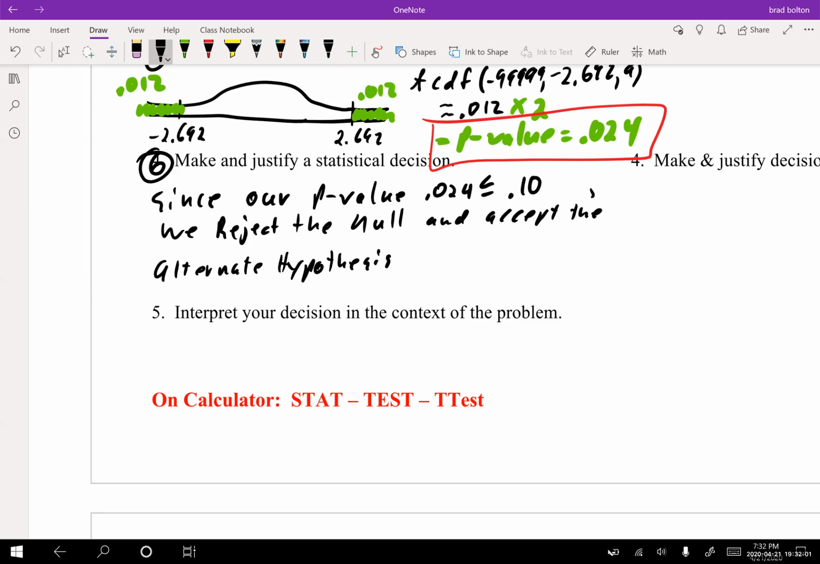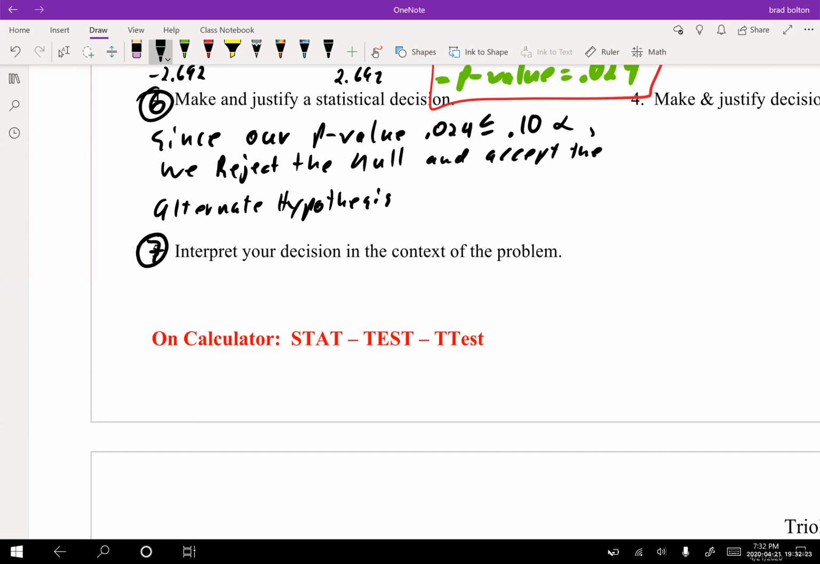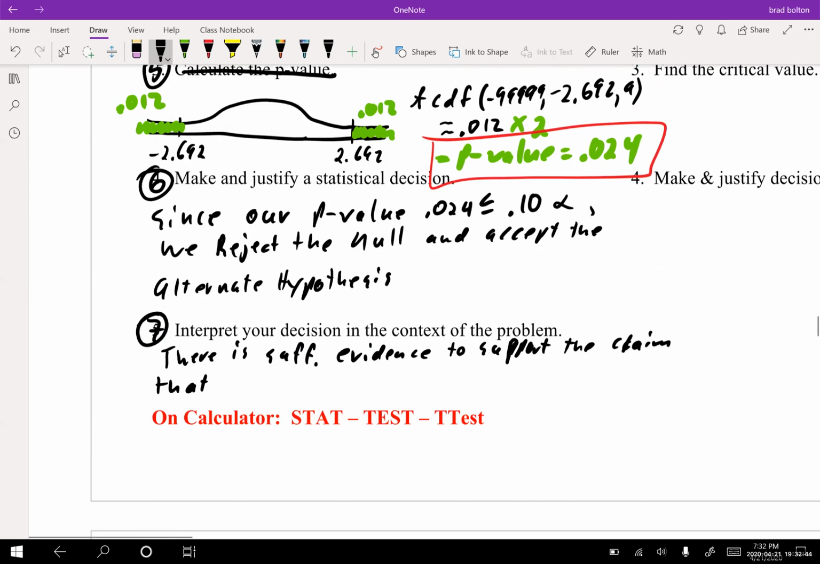You know what? I'm going to write it just like this. It just looks funny to me how I have it. Our p-value 0.024 is less than 0.10, which is our alpha. So therefore, because we have a less than or equal to this time, we reject the null and accept the alternate. So that means in step 5, but my version is step 7, we would say there is sufficient evidence to support the claim that, and then we have to tie it into the problem.